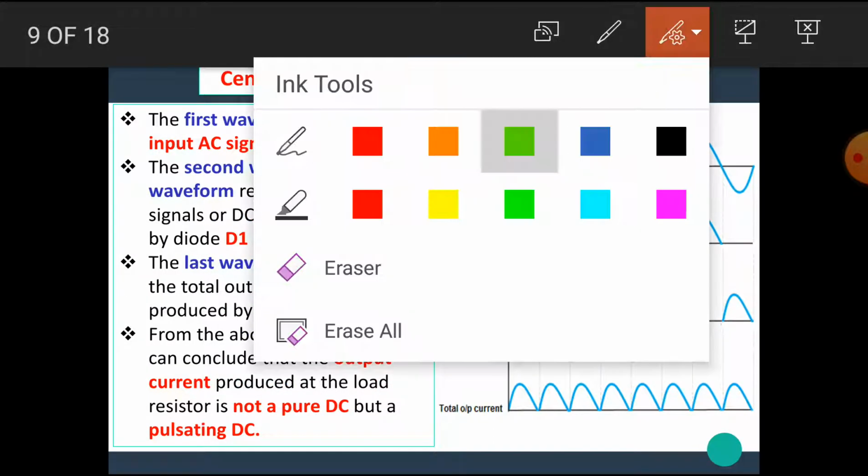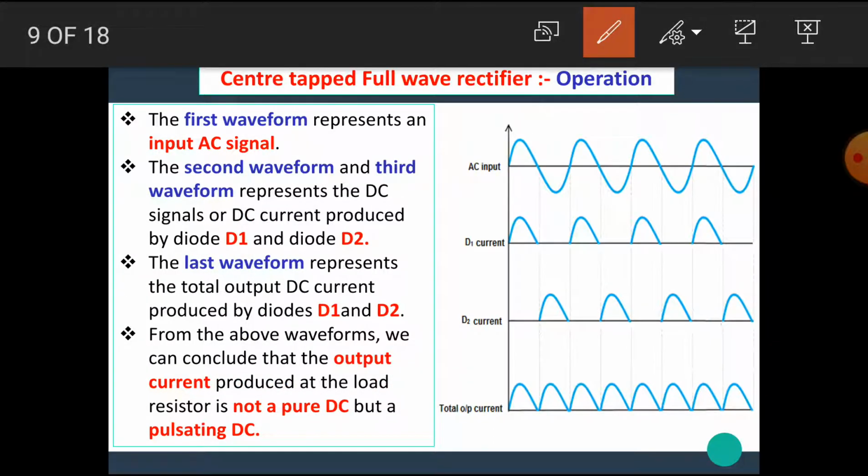Now let's see the waveforms of the center tap full wave rectifier. These are the waveforms for the center tap full wave rectifier. The first waveform represents an input AC signal. The second waveform and third waveform represent the DC signals or the DC current produced by diode D1 and diode D2. That means during each positive half cycle, diode D1 conducts. This is shown like this.